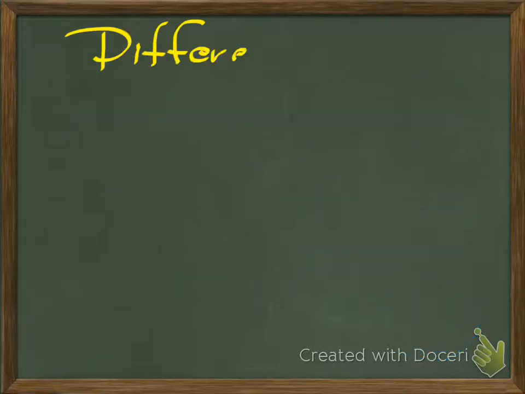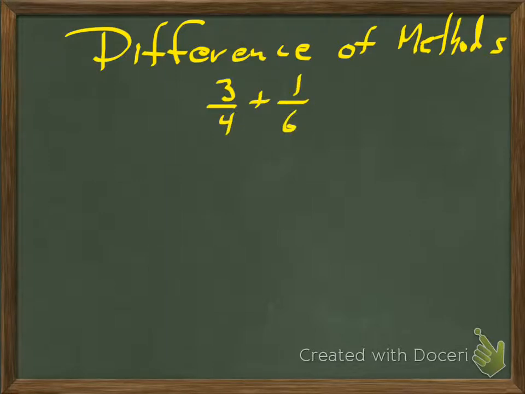All right, so let's look at the differences of the two methods. So let's do a slightly different problem. This time, let's do 3/4 plus 1/6. First, let's do it by the rule of 4. By the rule of 4, what I'm going to start by doing is multiply the two denominators. 4 times 6 is 24. Next I'm going to do the crisscross.